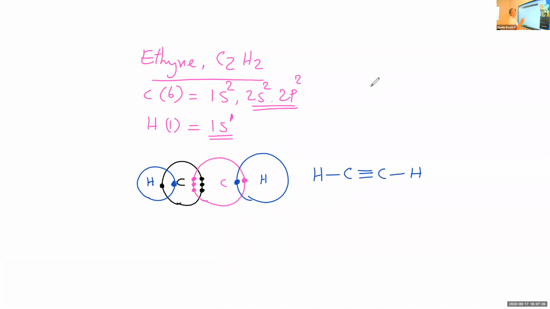Now let us go to another point, and that is called the lattice enthalpy. Lattice enthalpy.